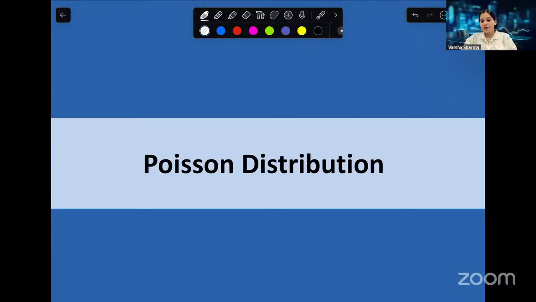Hello everyone. Today we'll be starting the revision of Poisson distribution. Now, Poisson distribution, as we started last class, we are talking about theoretical distribution. When we talk about theoretical distribution, we are basically talking about probability as a function. That means for every scenario, we'll be forming an equation.